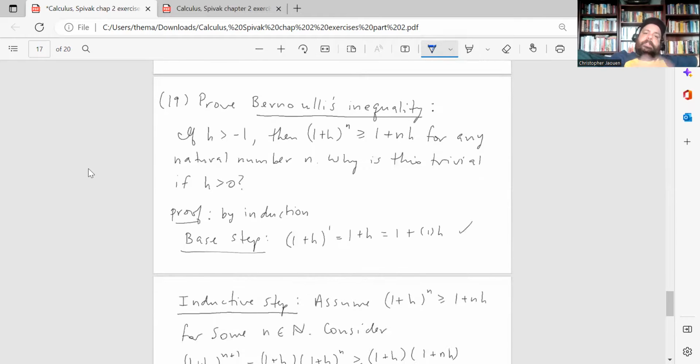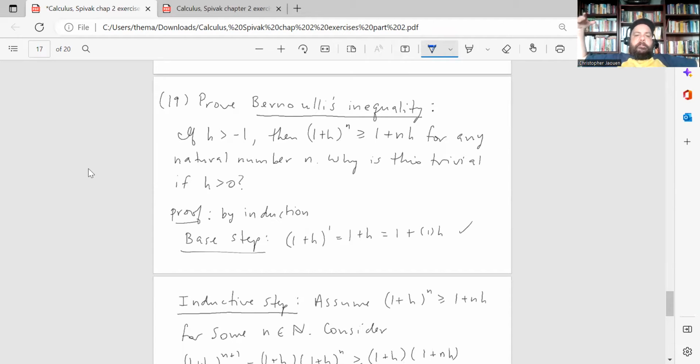Okay, number 19. I don't think he asked us to prove this in the book, but I wanted to do it just because it's a famous inequality. So they want us to prove Bernoulli's inequality, which is stated below. If h is greater than -1, then (1 plus h) to the nth power is greater than or equal to 1 plus nh for any natural number n. And then he wants us to say why it's trivial if h is greater than 0.